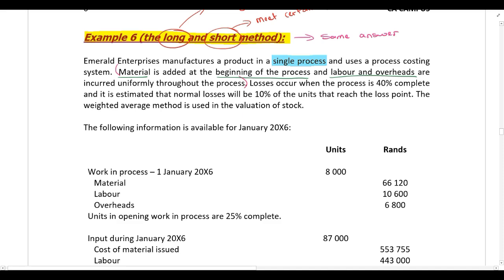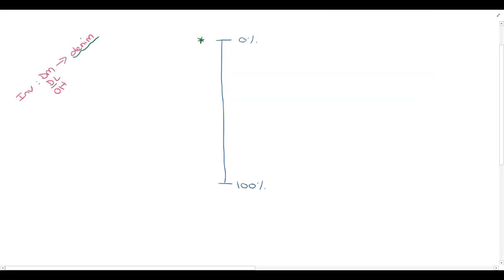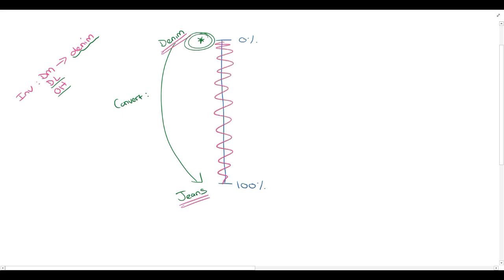Labor and overheads are incurred uniformly throughout the process, which makes sense, guys, because what is your labor and your overhead costs? That is the cost to now take this raw material, this denim that we've input into production, and we need to take this denim and we need to convert it into a finished product, a pair of jeans. How do we convert our raw material from denim into the finished product jeans? We have laborers in our factory, we have overhead costs in our factory, and all of those costs are incurred uniformly throughout the process in order to convert my denim into jeans.